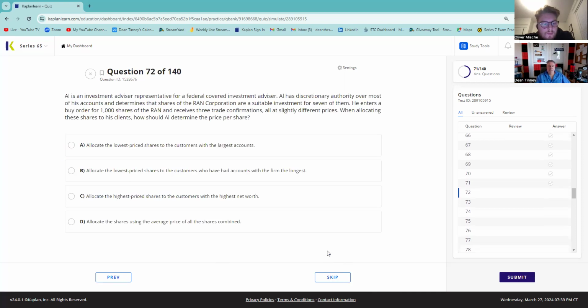Al is an investment advisor representative for a federally covered advisor. Al has discretionary authority over most of his accounts and determines the shares of the RAND Corporation are a suitable investment for 7 of them. He enters a buy order for 1,000 shares of RAND and receives 3 trade confirmations, all at slightly different prices. When allocating these shares to his clients, how should he determine the price per share?